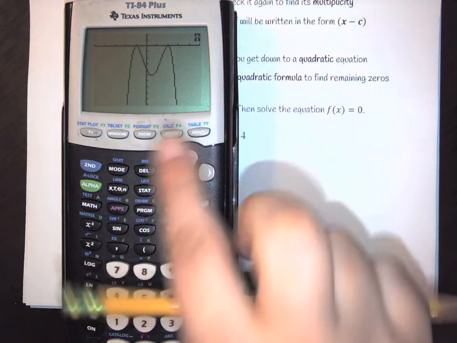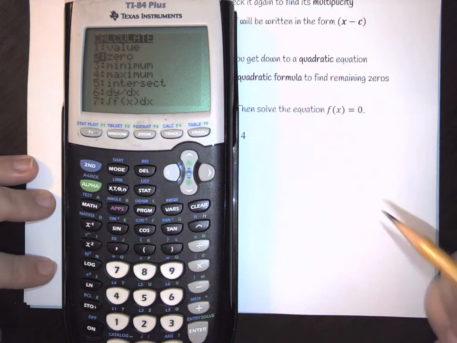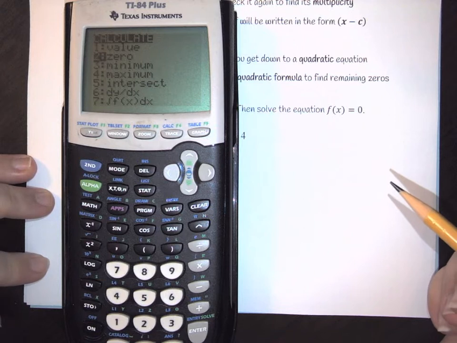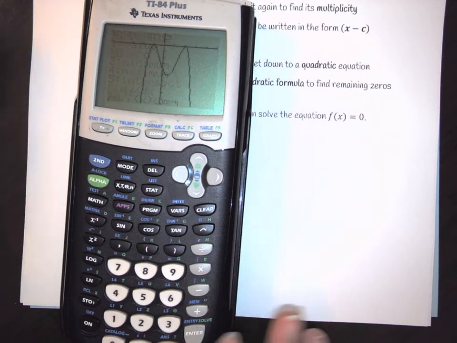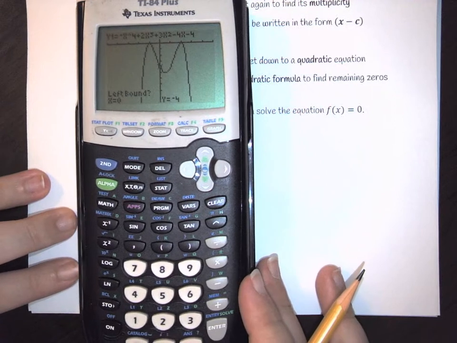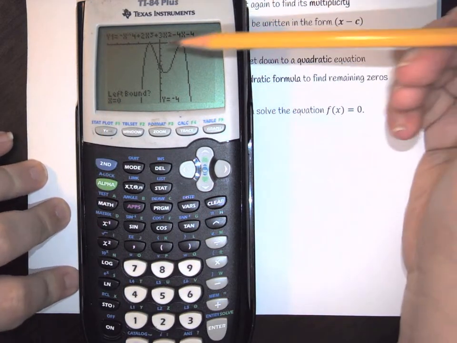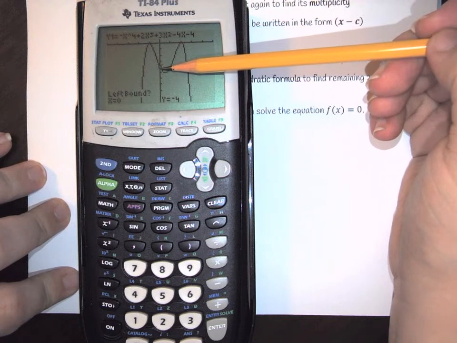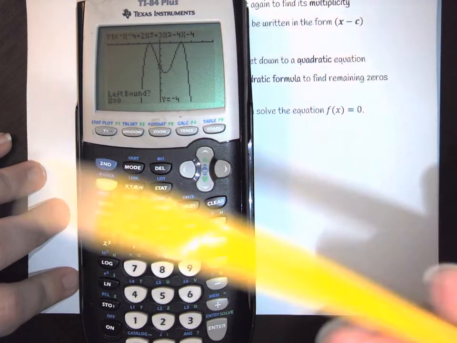I want to use calc, so I'm going to hit trace, and it opens a whole list. Now I want zeros. So I'm going to go ahead and click that, and then I'm going to hit enter. And notice it's asking me to set a left bound. So first and foremost, you need to locate where your cursor is blinking. So it's blinking right here. Let's start with the negative.